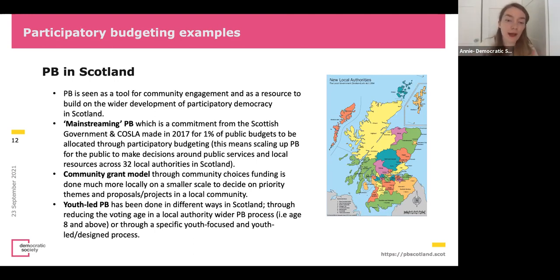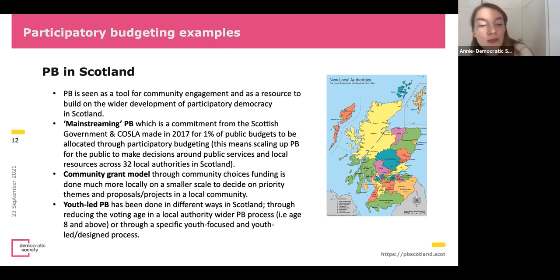Obviously, I mentioned the community grant model, so this was typically done through community choices funding. So it's done on a much smaller scale, maybe at a community or sort of more local level, to decide on priority themes and local projects in a community based on what their needs are.